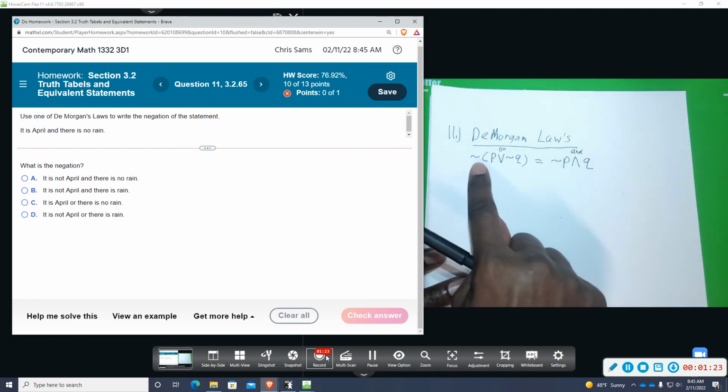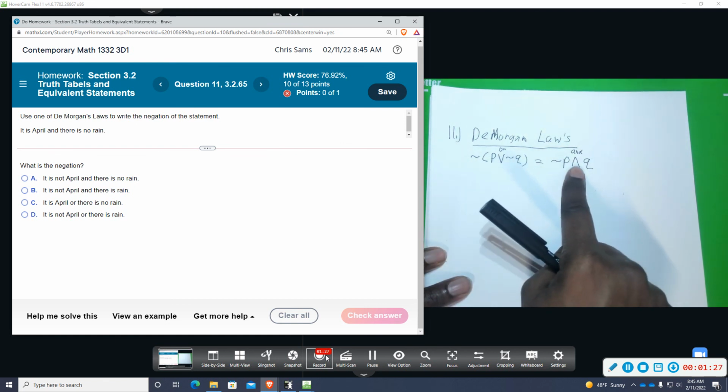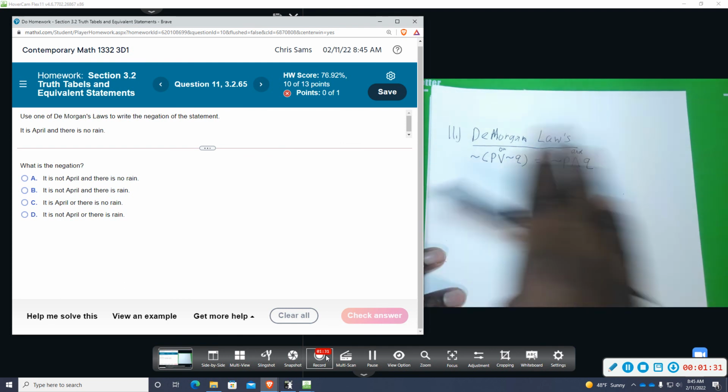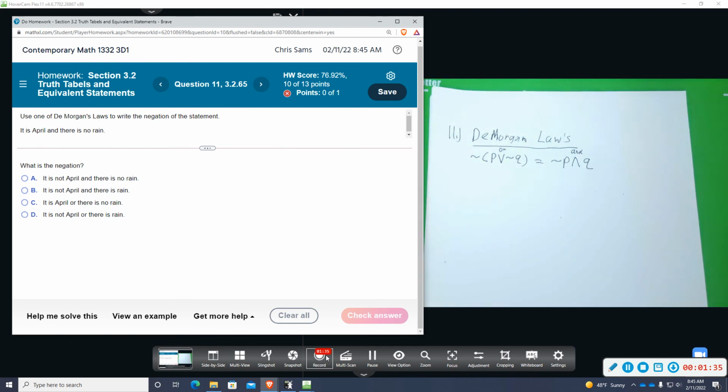So you can look at it as just changing all the truth values. And that also includes the and or the or sign. And it can work with any number of ways, however you want to write it. So in our case, we have a word statement. It is April. So I want to negate that. I want to say it is not April.